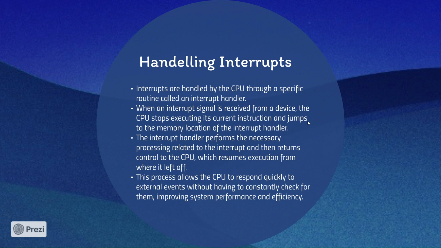So now we will see how the interrupts are handled. Interrupts are handled by the CPU through a specific routine called an interrupt handler. When an interrupt signal is received from the device, the CPU stops executing its current instruction and jumps to the memory location of the interrupt handler. The interrupt handler performs the necessary processing related to the interrupt and then returns control to the CPU, which resumes execution from where it left off. This process allows the CPU to respond quickly to external events without having to constantly check for them. This improves the system performance and its efficiency.